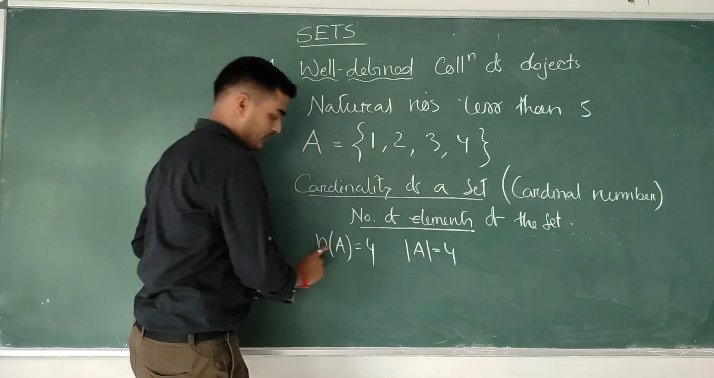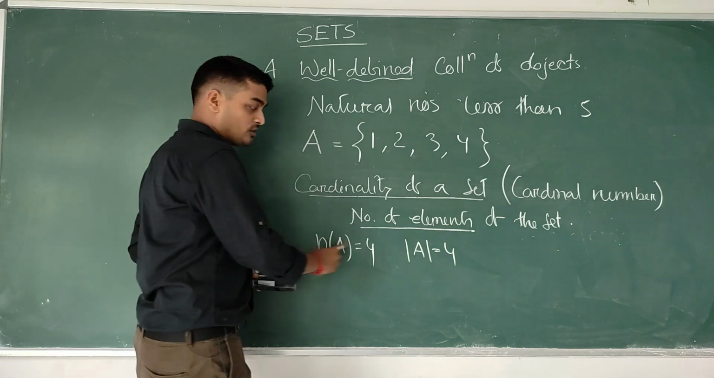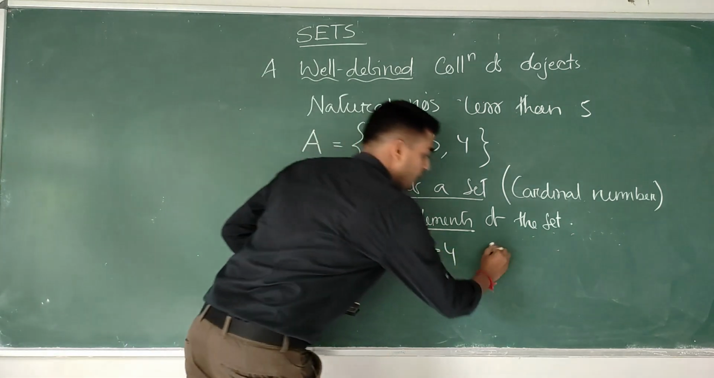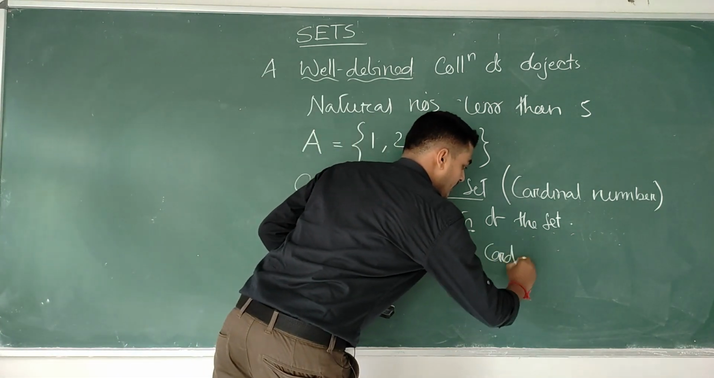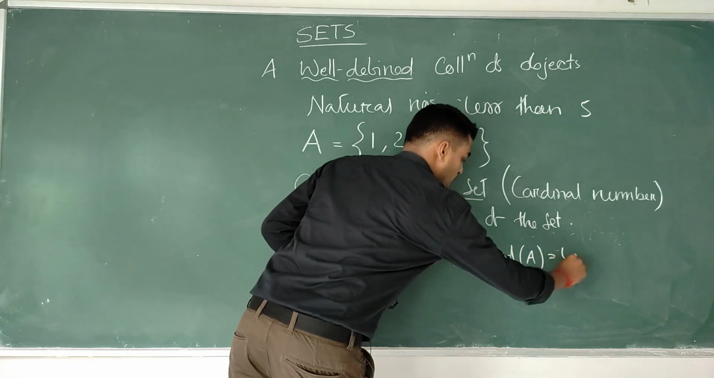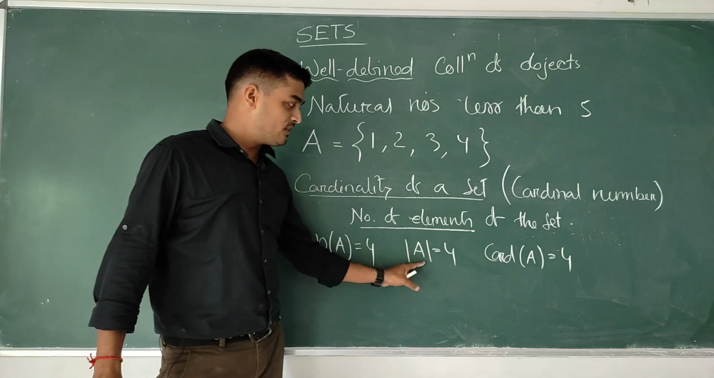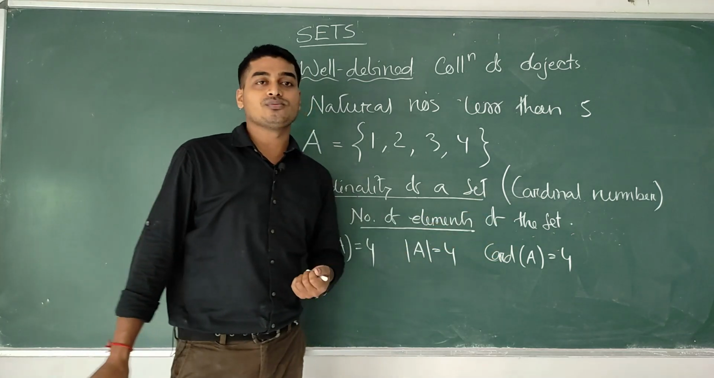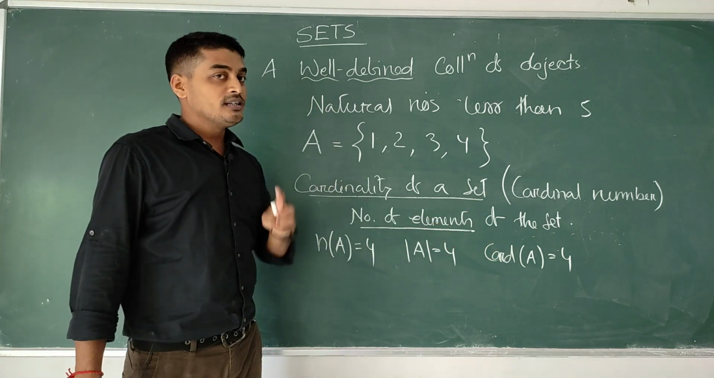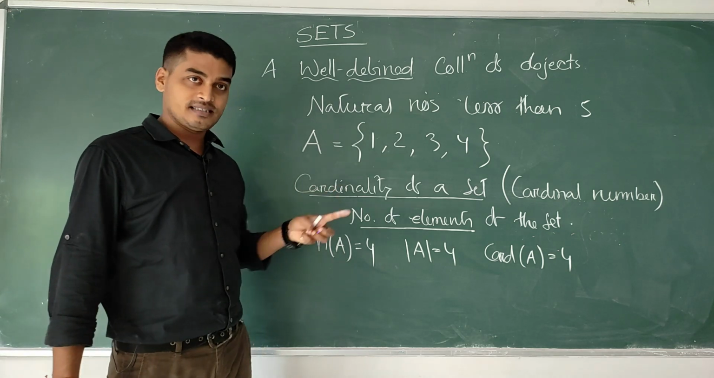It is also represented by cardinality of A. Same representation. Either you will get n of A, or somewhere you may get cardinality of A is equal to 4. These are the representations: n of A is equal to 4, cardinality of A is equal to 4, or card of A is equal to 4. Cardinality means what? Number of elements of the set.